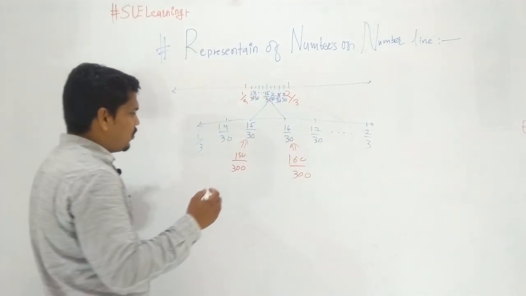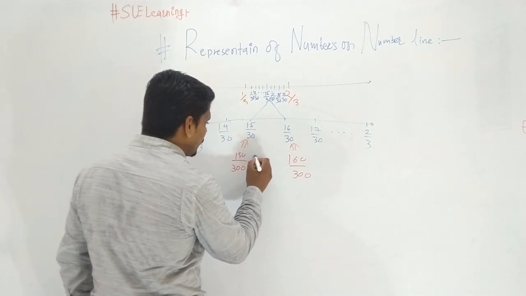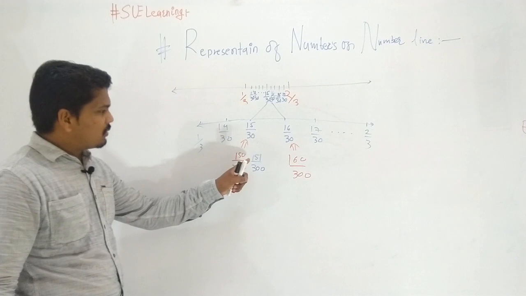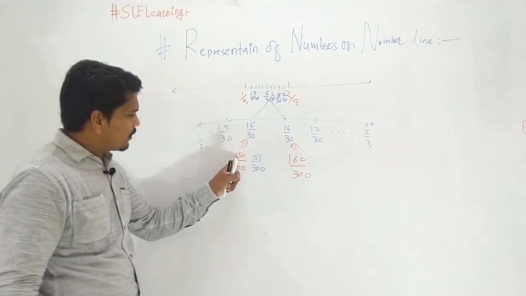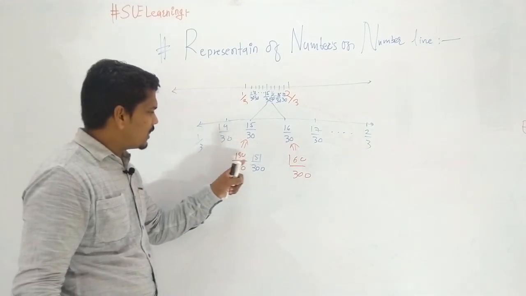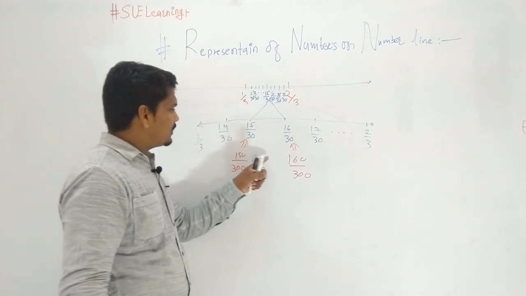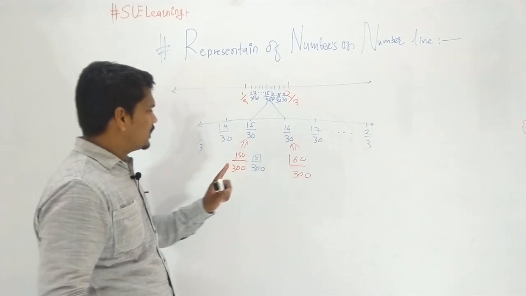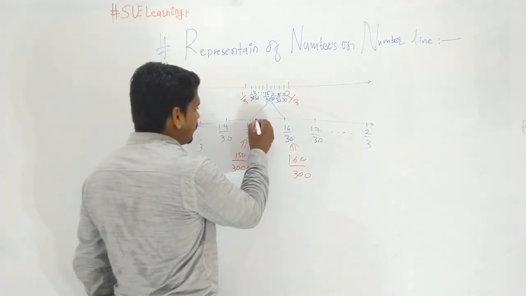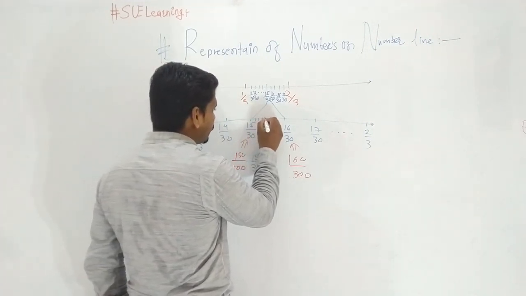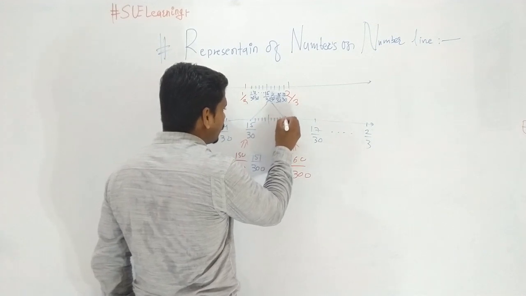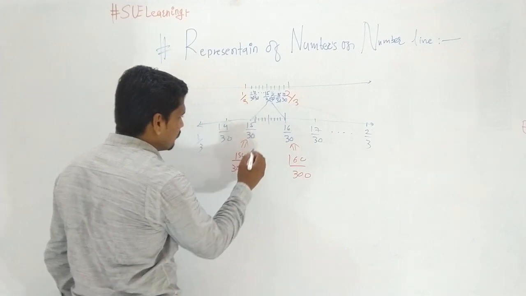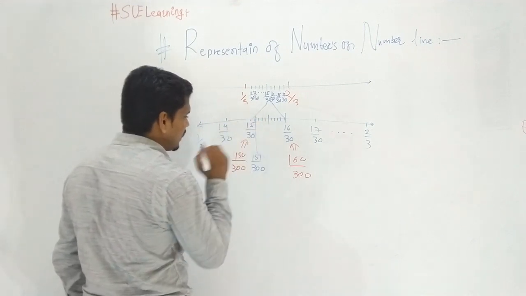Now just go on observing what happens with 151 by 300. Exactly, 151 is greater than 150, that's why this number is greater than 150, and 151 is less than 160. Therefore that number will lie between them. 1 2 3 4 5. 1 2 3 4 5. Means this 151 by 300 is nothing but exactly this number. This is your 151 by 300.